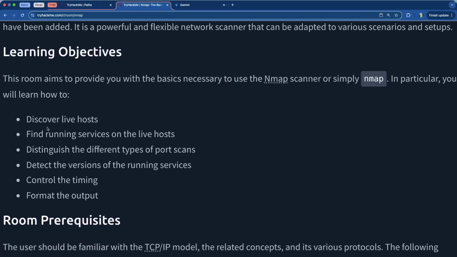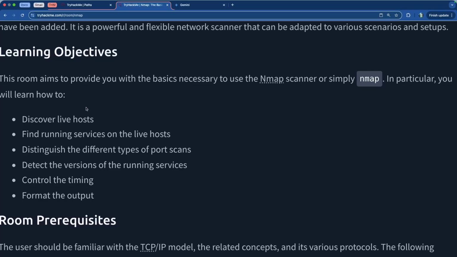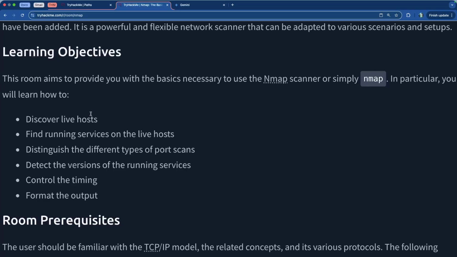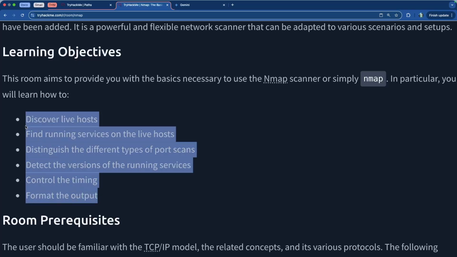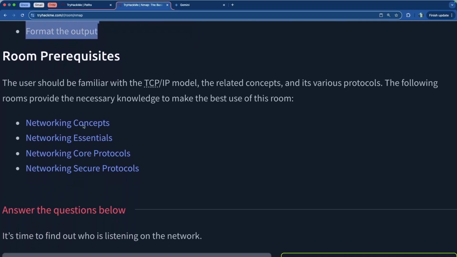So the objectives here are to first learn how to discover live hosts, find running services on the live host, distinguish the different types of port scans, and then detect the versions of the running services, control the timing, and format the output to make it easily readable, so you can actually have a report that you can refer back to or send to other people, and so on and so forth. So these are some of the key functionalities of Nmap, and we're actually going to be using them today.